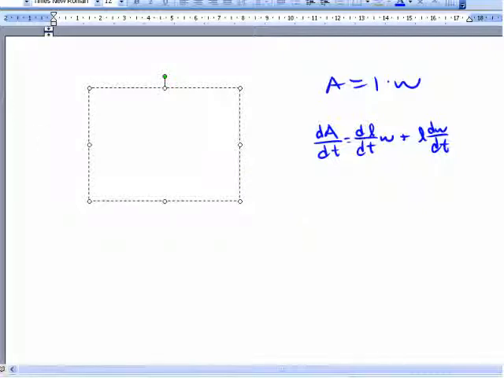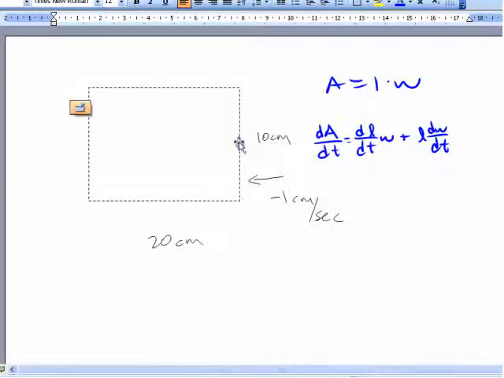Let's make up some numbers for this. Let's say that at one particular moment this is 20 centimeters here, and this is 10 centimeters. And let's say that this is decreasing this way at minus 1 centimeter per second. And let's say I'm not changing this direction. I'm only shortening it this way. I'm not shortening it the other way.